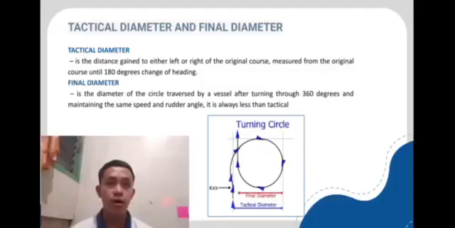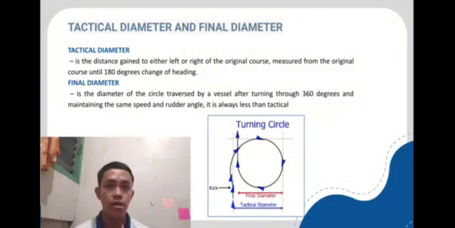Tactical diameter and final diameter. Tactical diameter is the distance gained to either left or right of the original course, measured from the original course until a 180-degree change of heading. Final diameter is the diameter of a circle traversed by a vessel after turning through 360 degrees and maintaining the same speed and rudder angle. Note that it is always less than the tactical diameter.